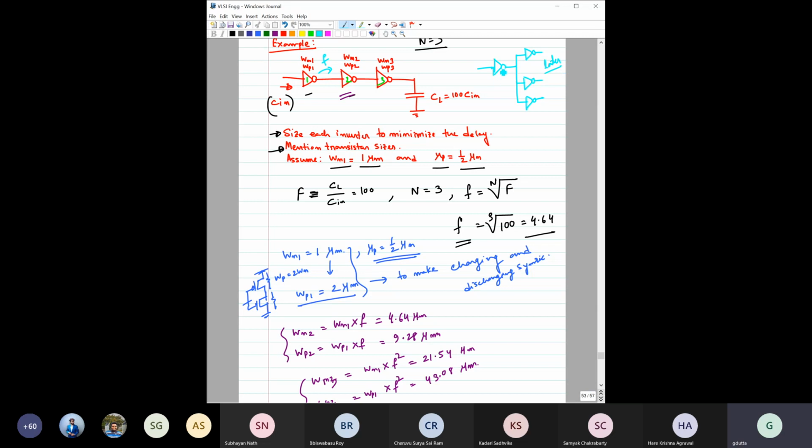And eventually it might not be an inverter only. It might be a NAND gate which is actually driving this. So in that case, if there is a mixture of multiple gates, how will you find the delay and how do you minimize it?